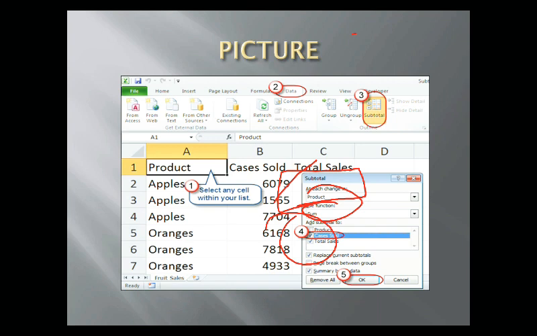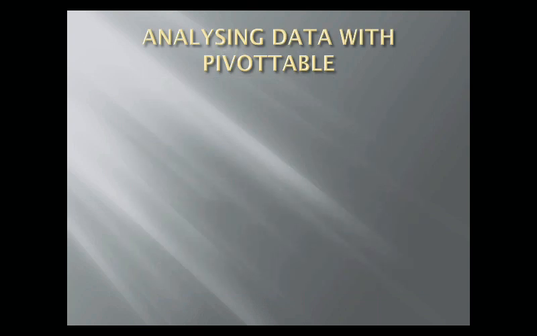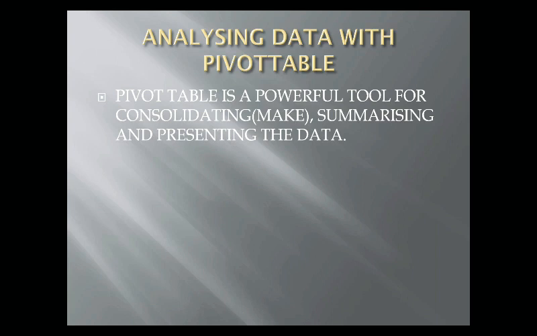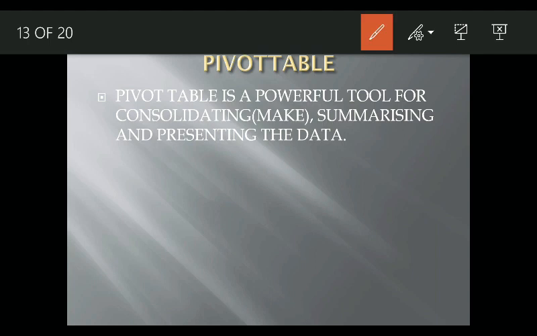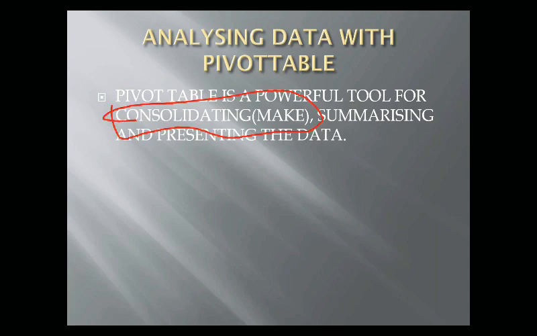Let us move forward to our next topic. Our next topic is analyzing data with pivot table. Can you tell me, class, what is a pivot table? Let us see the definition. Pivot table is a powerful tool for consolidating, meaning to make data strong, summarizing and presenting the data. This is the definition of pivot table.